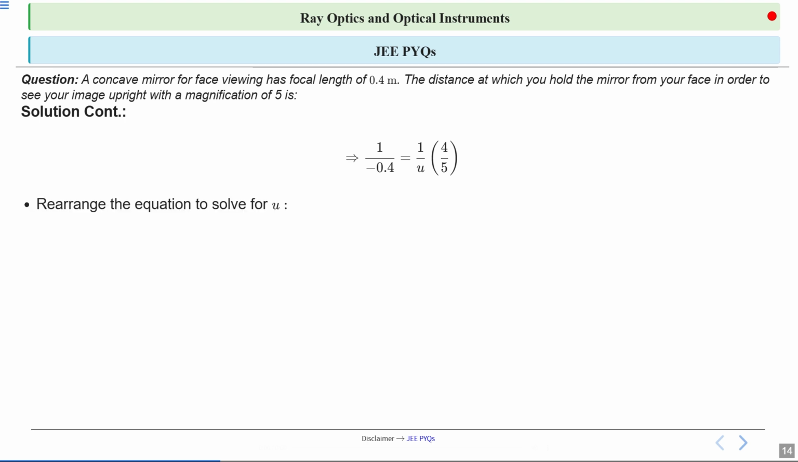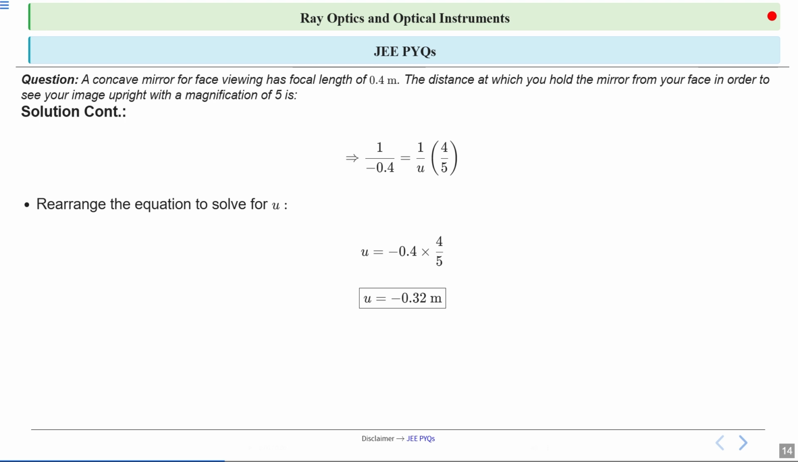So rearranging the equation to solve for u involves isolating u on one side of the equation. Pay attention to how we manipulate the equation to make u the subject. Now we substitute the values into the rearranged equation to calculate u. The multiplication here shows the focal length and magnification factor into determining the object distance. So u will become equal to minus 0.4 into 4 upon 5. Okay, so we calculate the object distance as minus 0.32 meter.